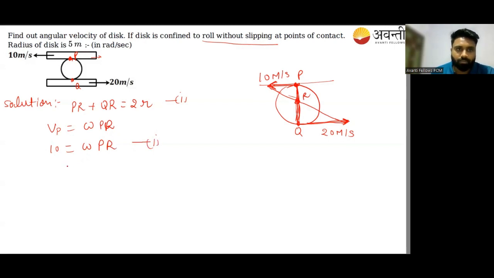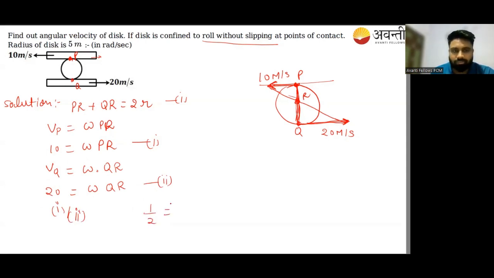Now, the second equation will be for point Q. So VQ is equal to omega times QR. VQ is 20, equals omega times QR. This is equation number 2. Now take the ratio of equation 1 with equation 2. So it is nothing but 1 by 2, 10 by 20 is 1 by 2, equals PR by QR. From here you will see that QR is equal to 3 times PR.